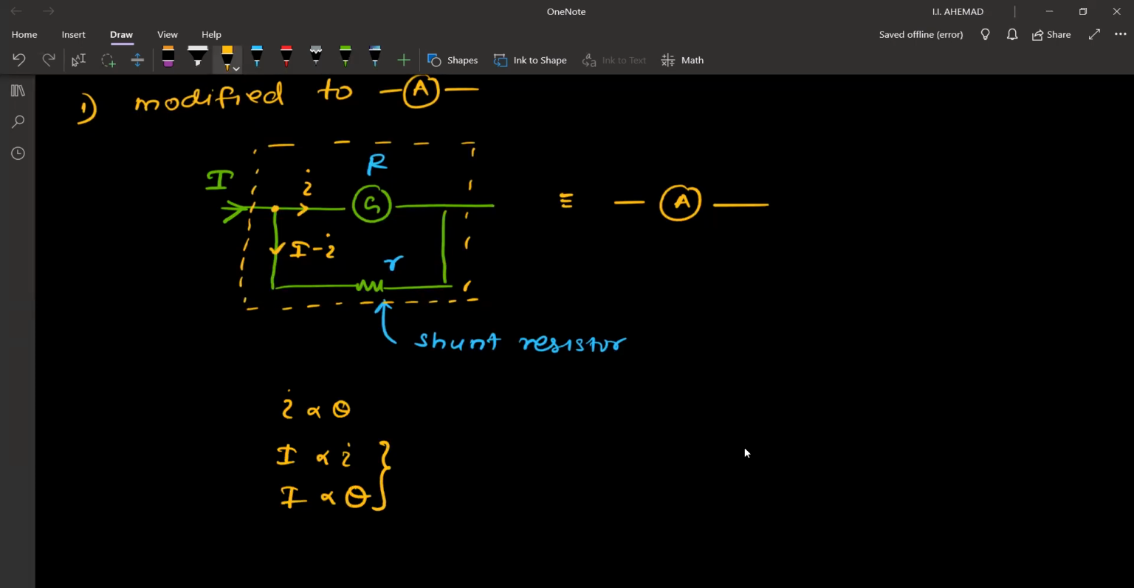Did you get the idea behind this principle? We know that I is proportional to theta. If somehow I can show that capital I is proportional to the simple I, then I can tell that capital I is proportional to theta. Therefore, we can use this to measure large current. Is the idea clear? Okay, with the idea?